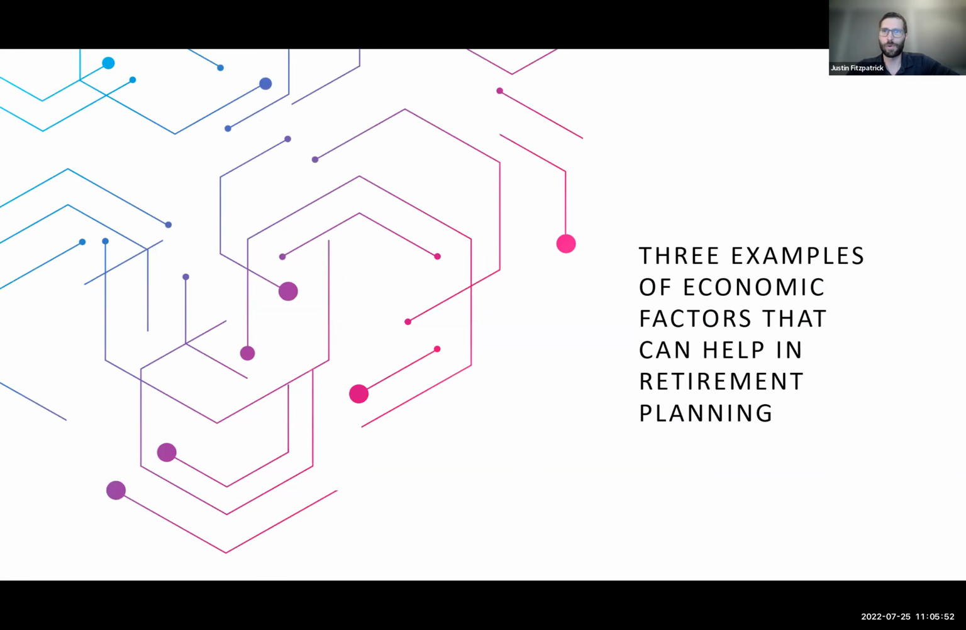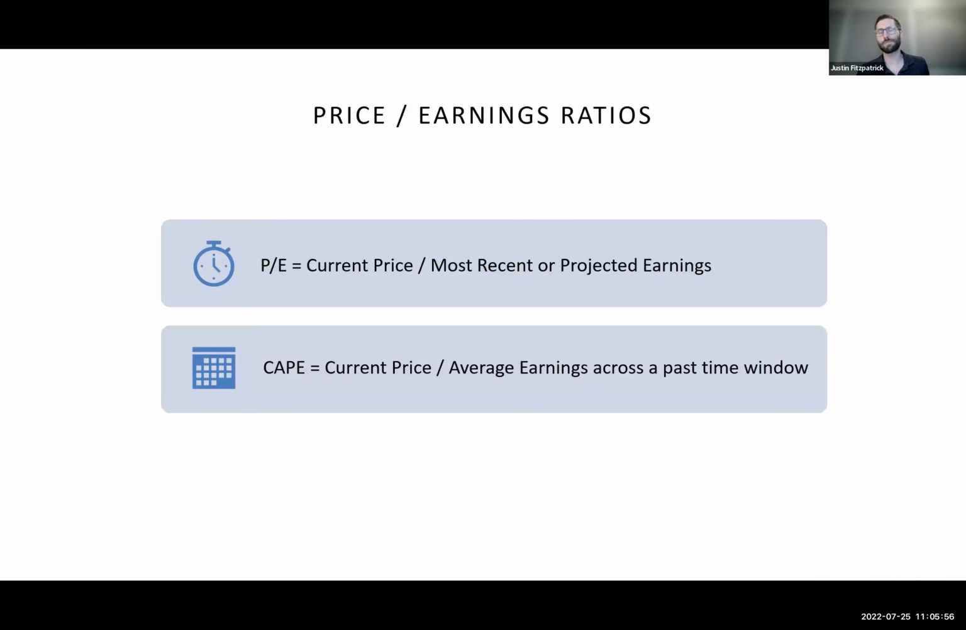So let's start out with our 3 examples. So the first is probably the most well-known, and a lot of people have written about this. I know Michael Kitces and people on the Kitces blog, I've seen other things in journals about price earnings ratios and how those can help people in their retirement income planning. So, just a quick recap.